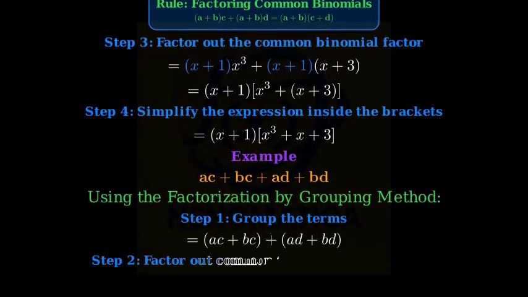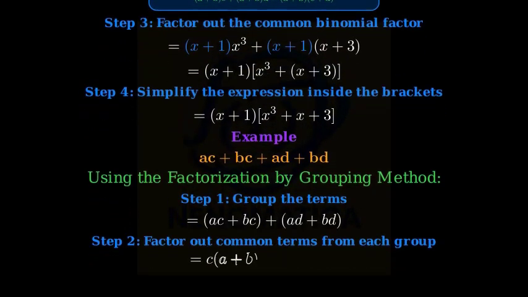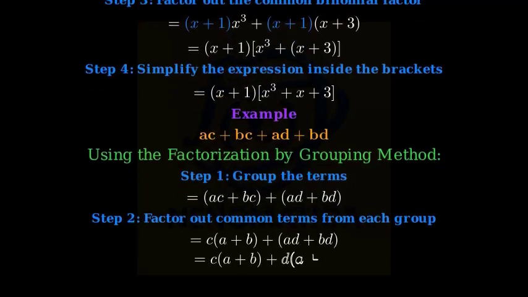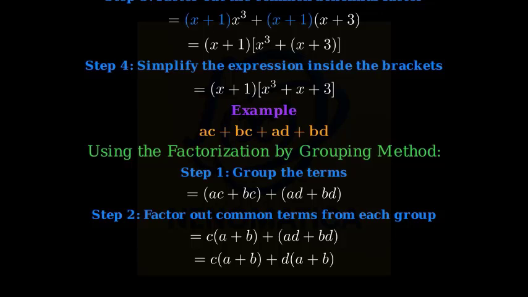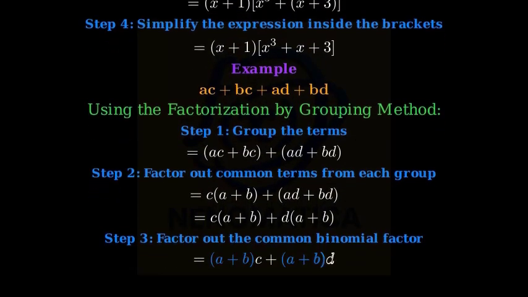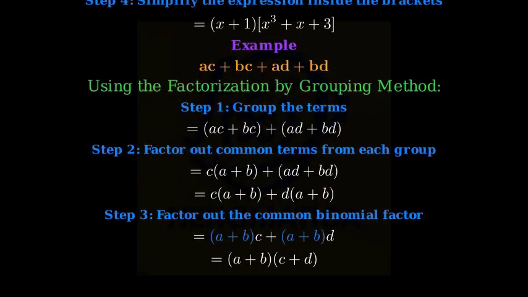Now, let's factor out the common terms from each group. In the first group, AC plus BC, we can factor out C, leaving us with C times (A plus B). In the second group, AD plus BD, we can factor out D, leaving us with D times (A plus B). So our expression becomes C times (A plus B) plus D times (A plus B). Now we can see that both terms have a common factor of A plus B. Let's factor this out: (A plus B) times (C plus D).